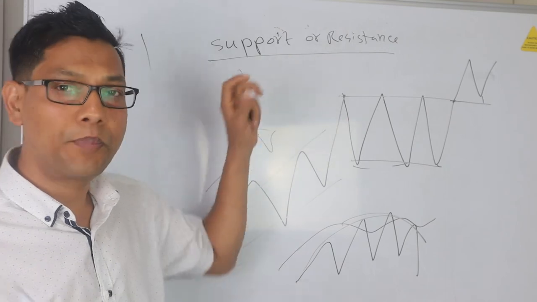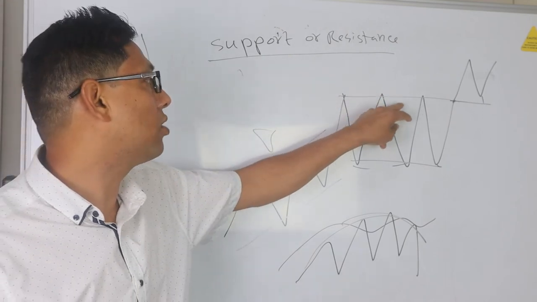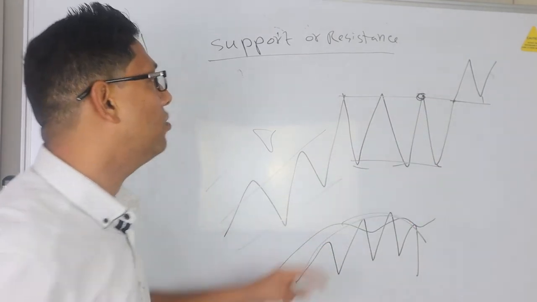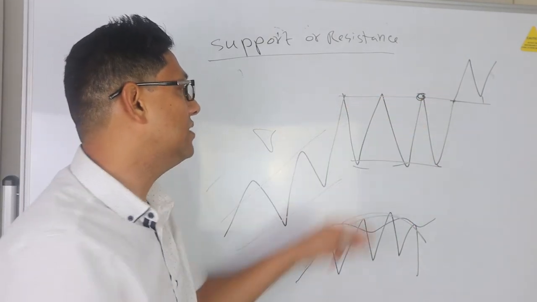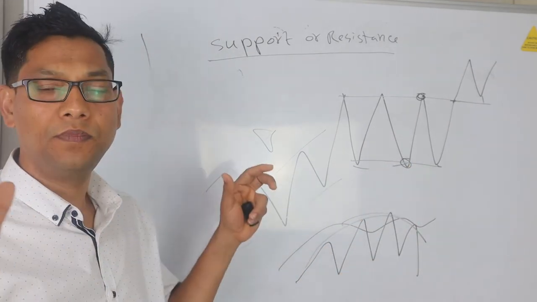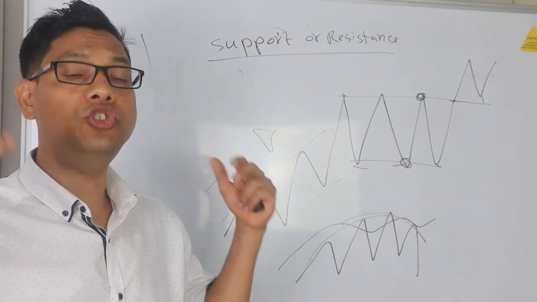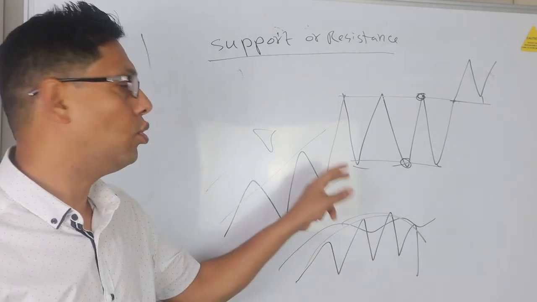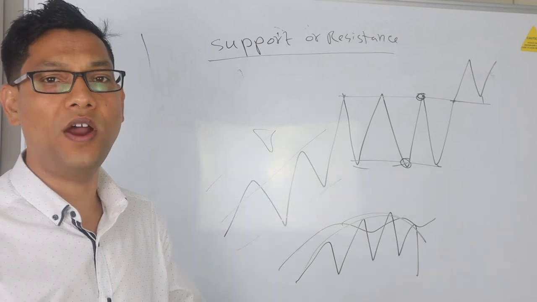Now to predict whether a support or resistance will hold, you need to see the price action pattern, how the price is reacting with the resistance or with the support. Now this is the summary that we have so far learned. Let's jump on to the real chart, to see how we can understand what we have learned so far.